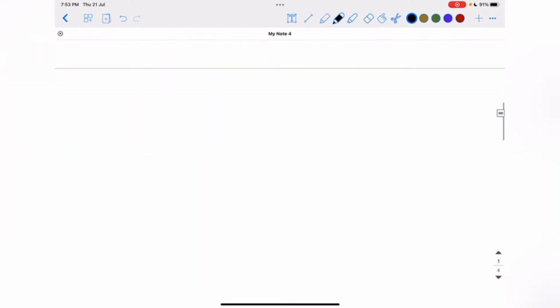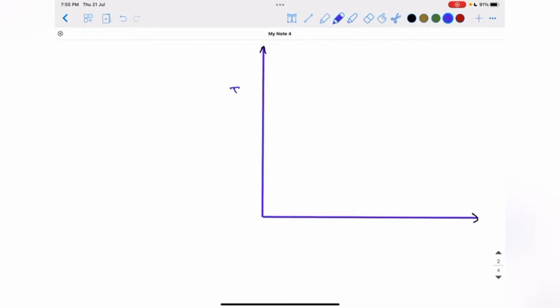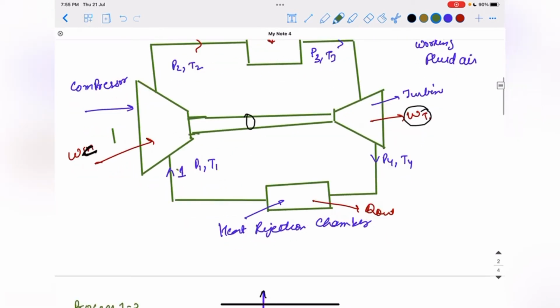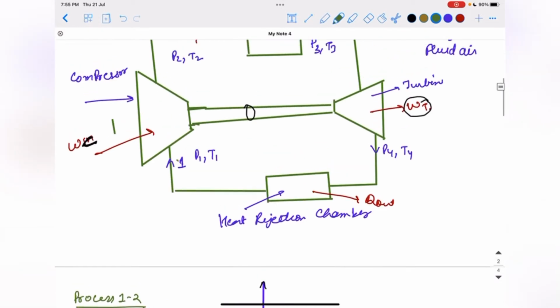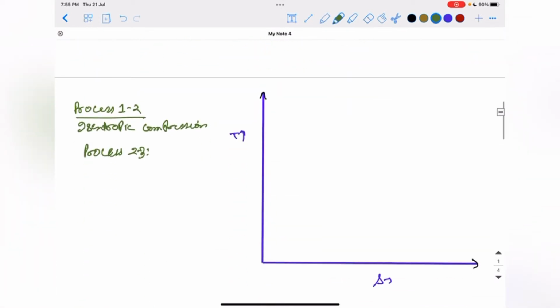So if we draw this cycle on a TS diagram, and talk of the processes, I have process 1 to 2. This process is isentropic compression. Similarly, process 2 to 3 is heat addition at constant pressure.